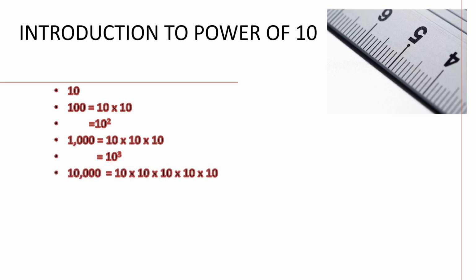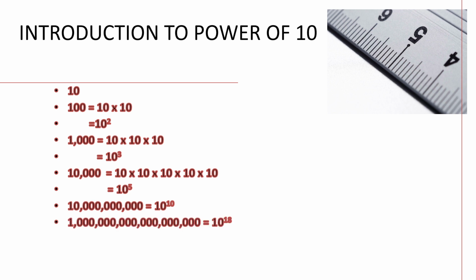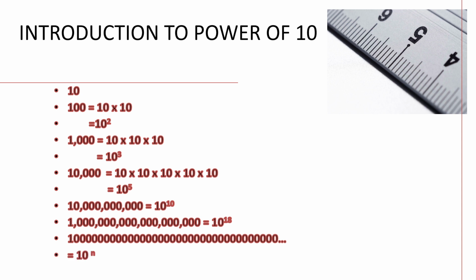Just like this, 100,000 we can write as 10 to the power 5, or 10 to the power 18. In this way we can write 10 to the power n. Here n is the number of times 10 is being multiplied. Here the base is 10 and n is the exponent.